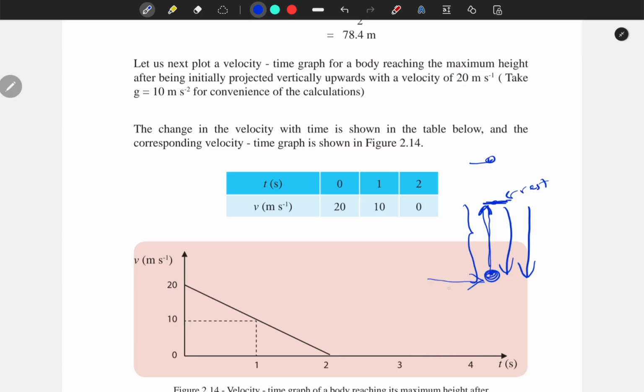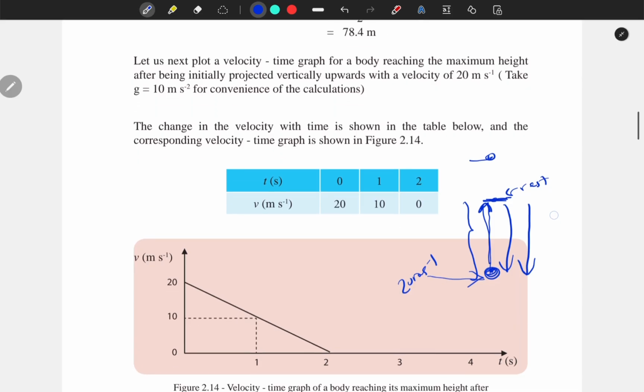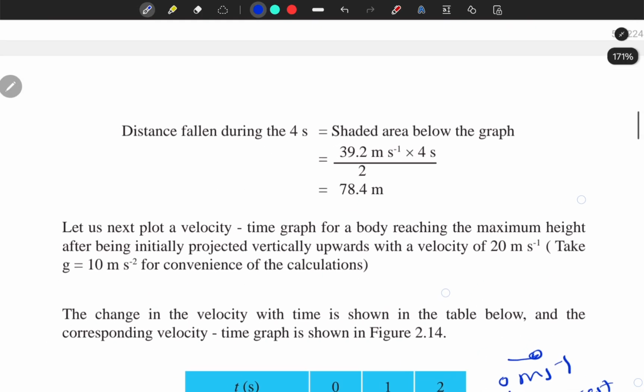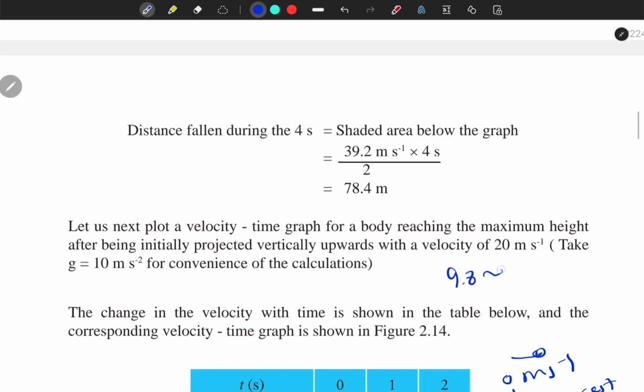At the beginning, in your hand, you give the ball a push of 20 meters per second velocity. Then at each second, it reduces its velocity and comes to 0. Why is it 10? 9.8 meters per second should be reduced because gravity is attracting it with this much acceleration. For our convenience, we take 9.8, which is so close to 10, as 10.